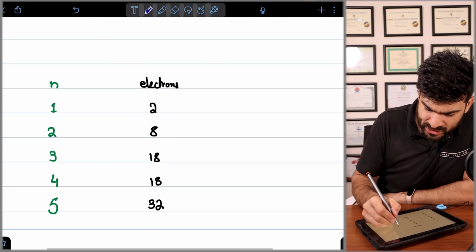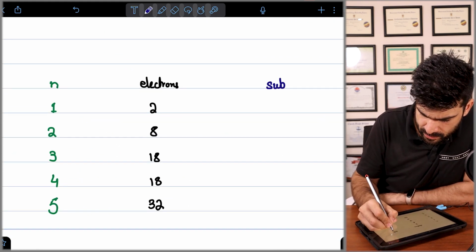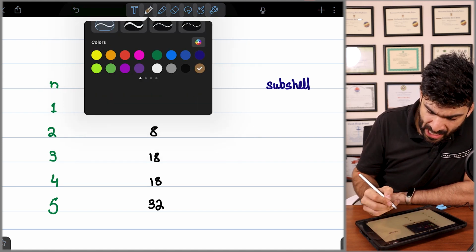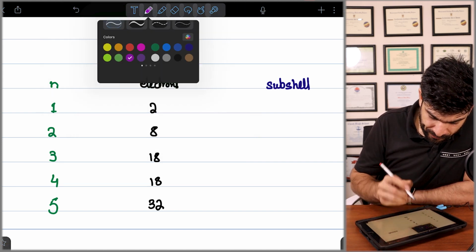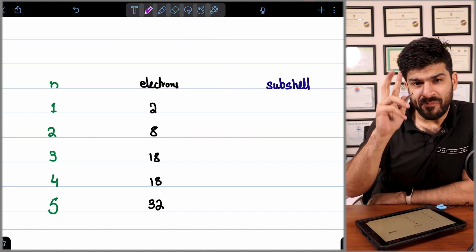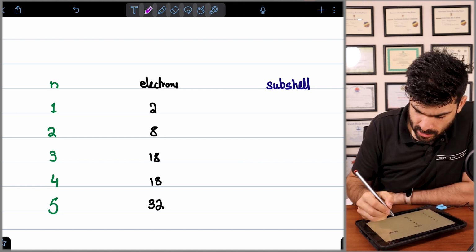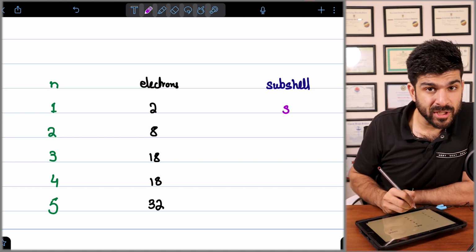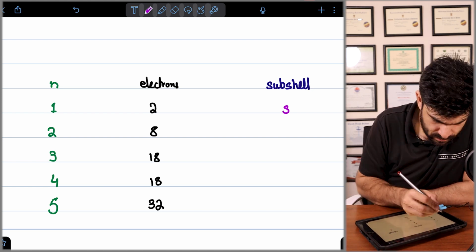If we have, now which subshells are involved? When we have the first principal quantum number, first shell, obviously it can only contain 2 electrons. So it has only S subshell. What about the second principal quantum number, second energy level?